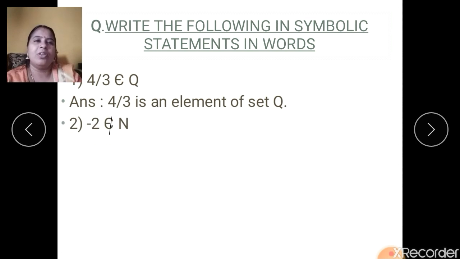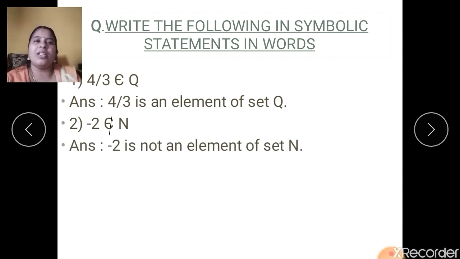Now look at this. Again another symbol. When I write belong to and put a line over it like this, it means does not belong to. So what does this indicate now? N means set of natural numbers. Q means set of rational numbers. So see here, minus 2, since it is written not belongs to, we will write is not an element of set N. This also can be written as minus 2 does not belong to set N.